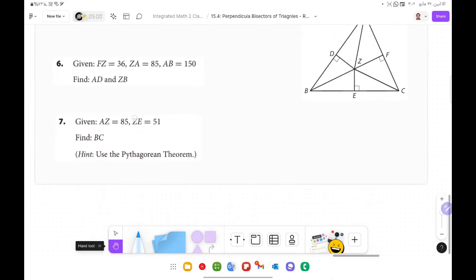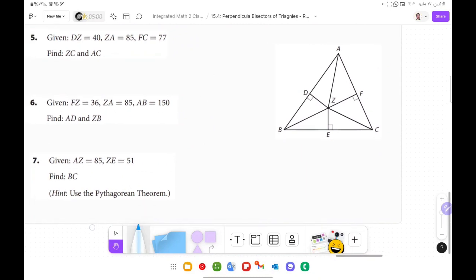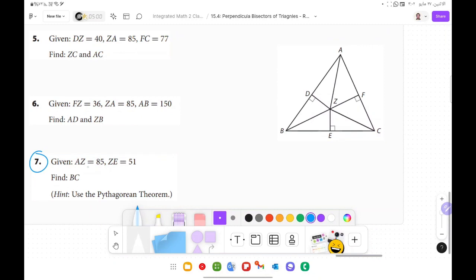Okay, one more last question for you here. Let's use this question, the last question, number 7. Let me solve question number 7. Given AZ is equal to 85. Where's AZ? From here to here is AZ, which is equal to 85. If I ask you which sides are also equal to 85, this one here is also 85, and here should also be 85. Now let's continue. EZ is equal to 51. So from here to here is also equal to 51.